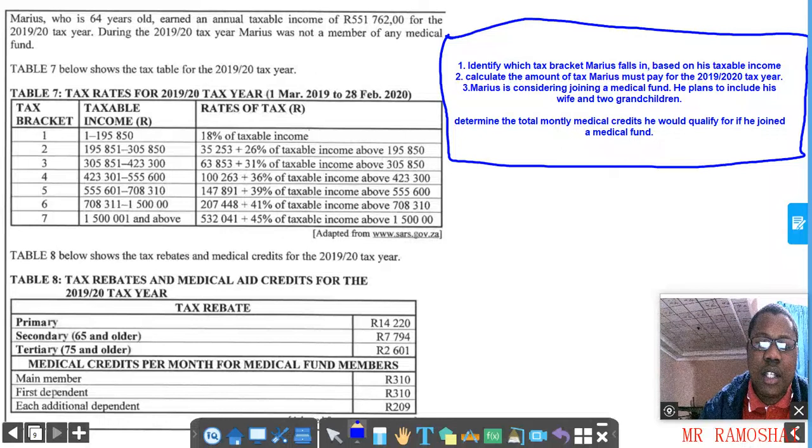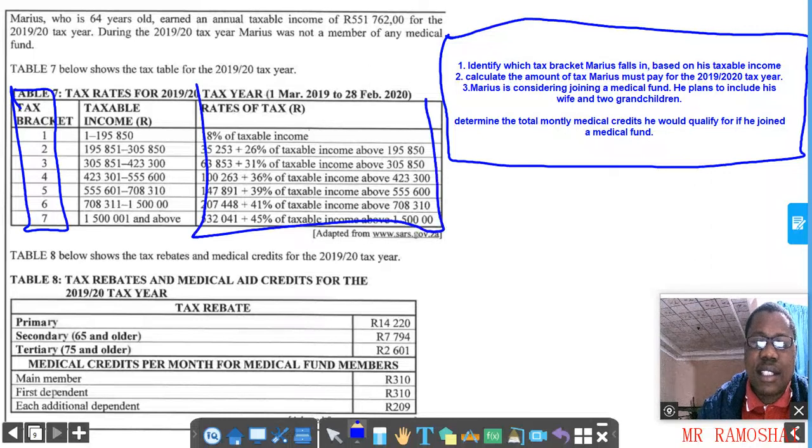During the 2019-2020 tax year, Marius was not a member of the medical fund. So here we know that now we don't have 2 tax relief. Already the information is telling us he was not part of the medical, so he only has 1 tax relief, right? If they ask us to calculate the income tax, then the table below shows the tax table. This is the most important table because here we can get our bracket also with the rate of tax, right?